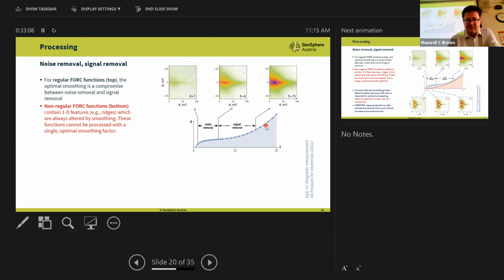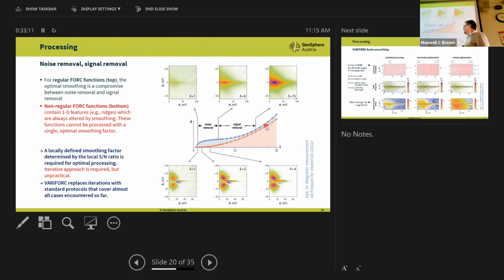However, there are samples where the situation is more complicated, like the example shown below. In this example, you see that the residuals do not have a plateau, so they always increase. This means that at any smoothing factor, even the smallest one of 1, you will alter your FORC function. You will have fitting problems. The reason for that is that this FORC function contains a one-dimensional feature, the infamous central ridge. And this is something that you have to keep in mind: it's not possible to process this ridge character. But there is a workaround that I will speak about later.